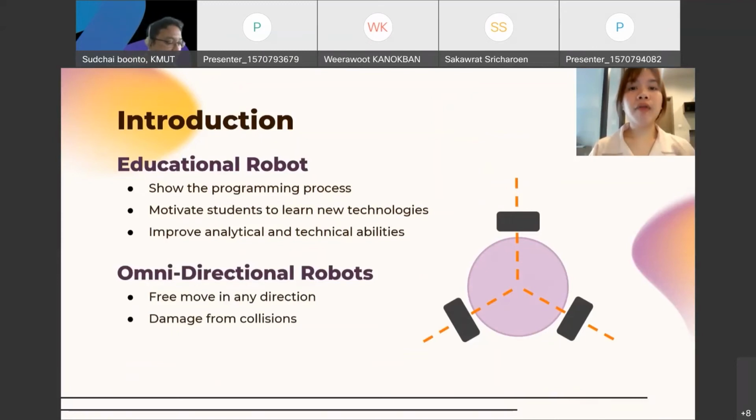However, damage from collisions between robots may happen. Therefore, an object detection system must be used, especially in movable robots. It is also used for teaching students about the fundamentals of programming and sensors.